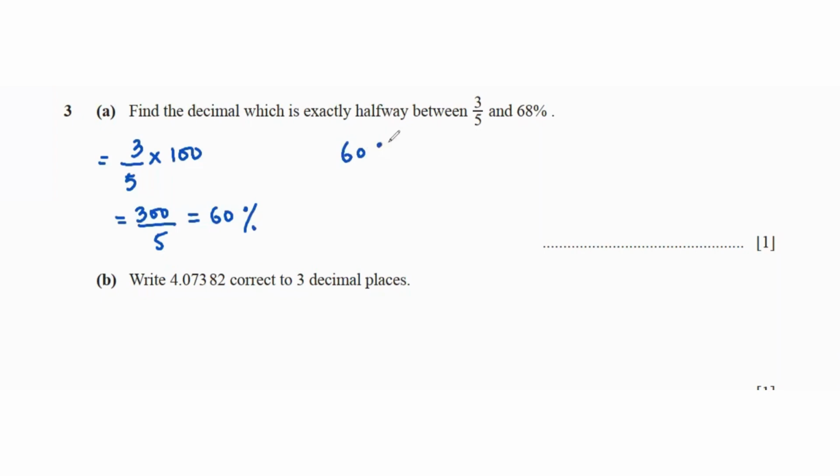Now we want to find a decimal which is halfway between 60 and 68%. So halfway is going to be 64%, and 64% as a decimal will be found by doing 64 over 100, which is going to be 0.64.